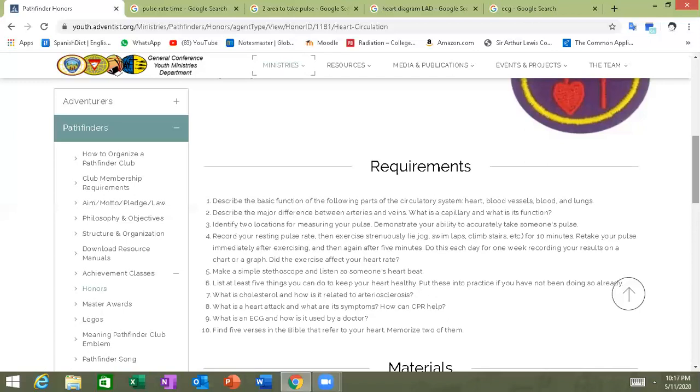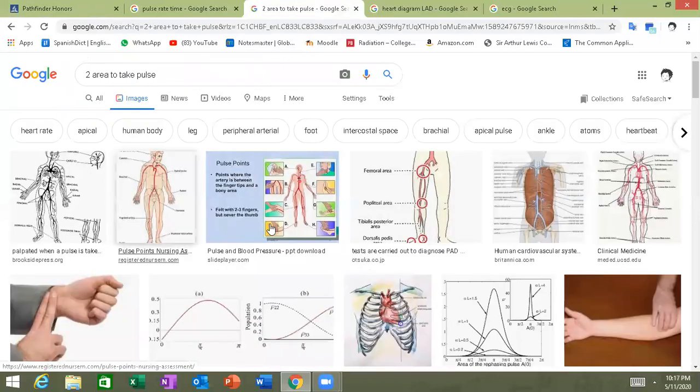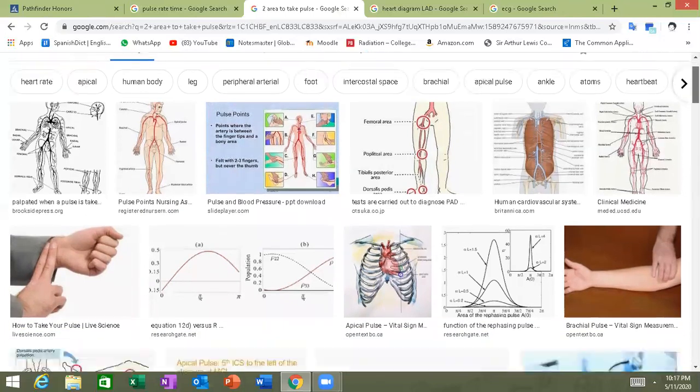Now, identify 2 locations for measuring your pulse and demonstrate your ability to accurately take someone's pulse. All right, so 2 areas to take your pulse. Right, I wanted to show you. So we have here the inside of your elbow, and if most of you look, you will see that there's a vein. For me, it's on my right side. You'll see a vein popping up there. And if you put a finger on it or 2 fingers on it, and you focus, you'll feel that pulsation.